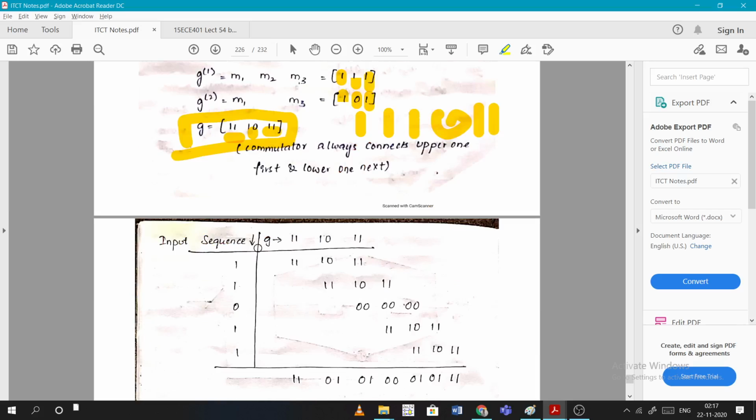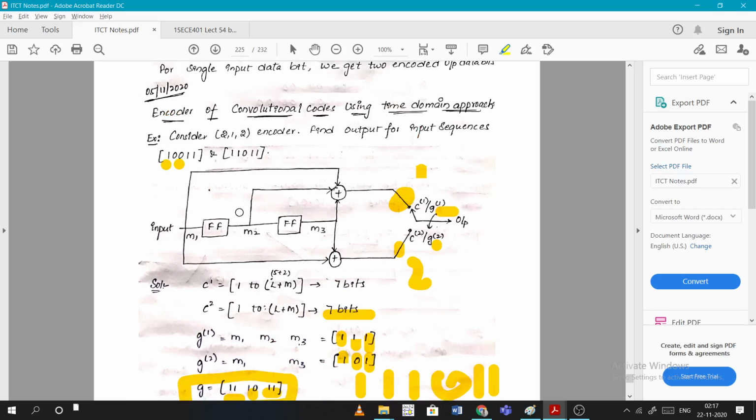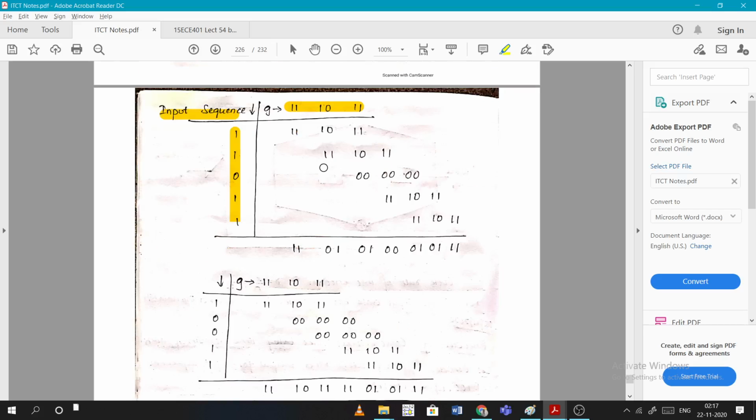So with this G, now what we need to write first, we need to find the code, right? So for the input sequence you need to write vertically like this, 1 1 0 1 1. G will be written like this. For 1 into this 1 1, 1 into 1 1, 1 into 1 1, 1 into 1 1, 1 into 0 is 0, 1 into 1 1, 1 into 1 is 1. Now we need to shift by 2 bits. So how many flip-flops are used? 2, right? So 2 bits.